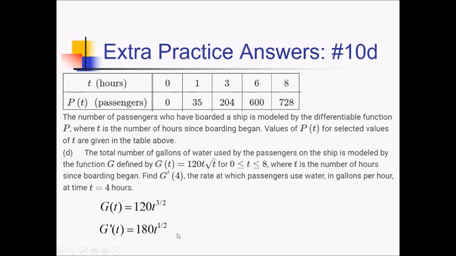Now I just have to plug in 4. Now when you do this, the 1/2 power we know is really the square root. So we're just doing 180 times the square root of 4, or 180 times 2, giving us a total of 360 gallons per hour.